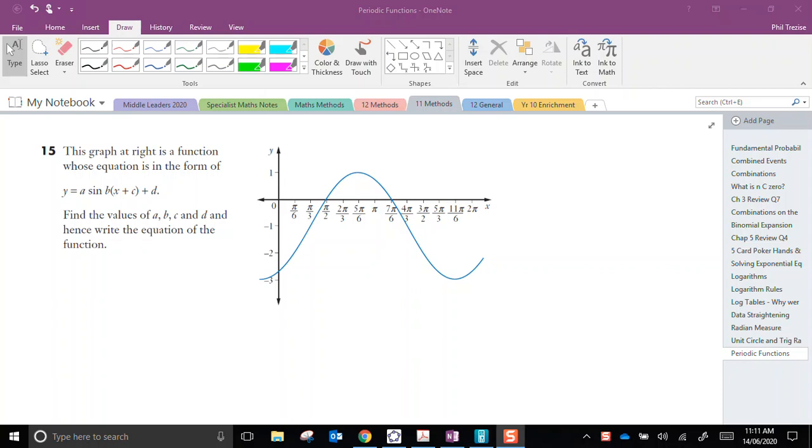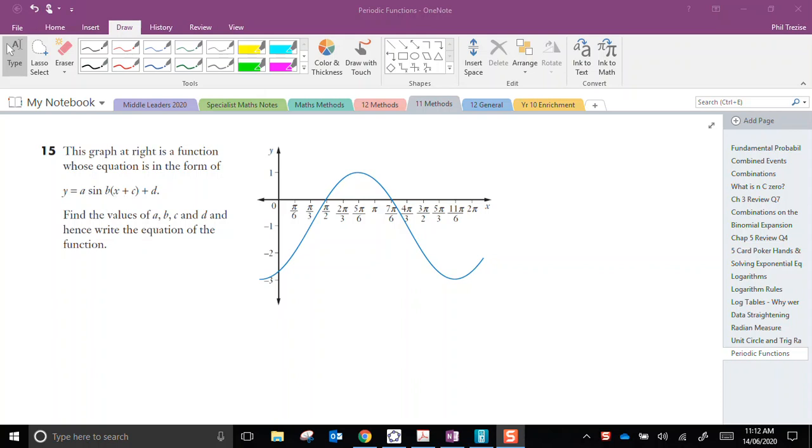Hi everyone, in this lesson we're going to be working backwards. This time we've been given a graph with some markings and values and we have to go back and determine the trig function. We've been told that we're to look for a sine function here, and we have b multiplied by x plus c in brackets.